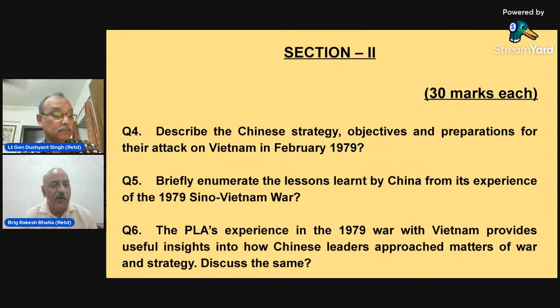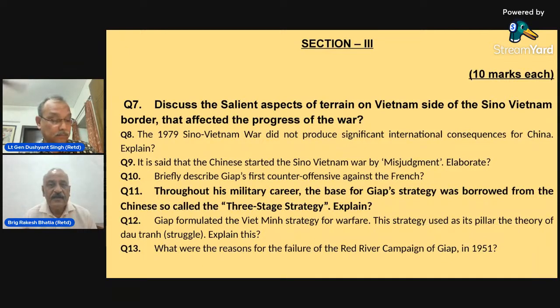There is a model formula for everything that has happened, or something similar. So we should not be surprised if they take a similar decision if they have to take it today. However, the implementation and the detailed execution may be different. Then 10 marks, terrain could be asked for 10 marks. So describe the terrain and its effect on both the attacker, that is the PLA, and the defender, that is the Vietnamese. The 79 Sino-Vietnam War did not produce significant international consequences for China, you explain.